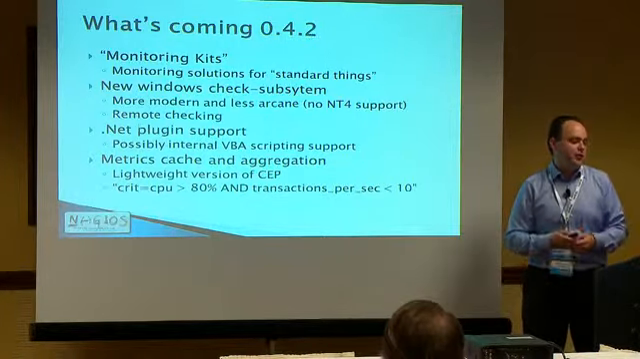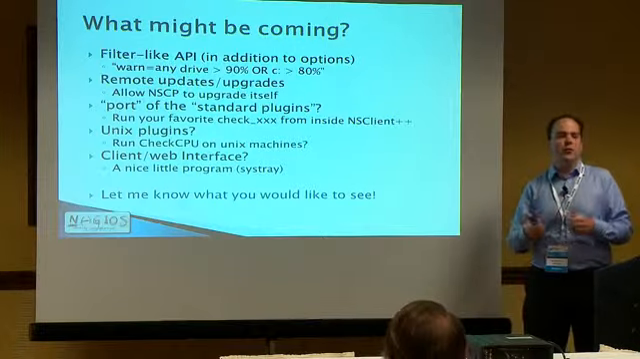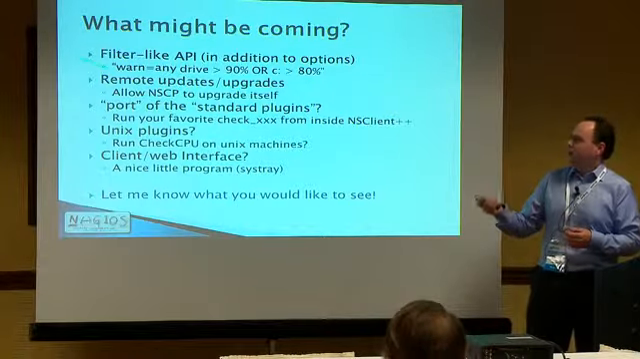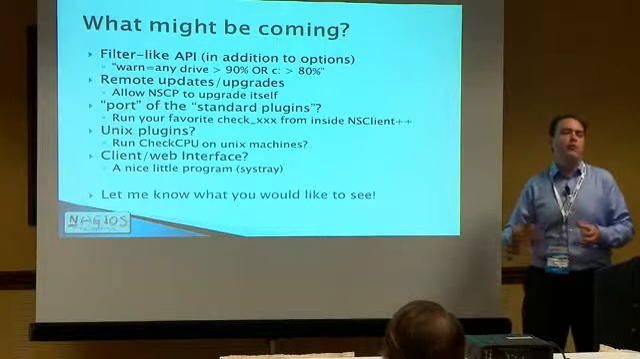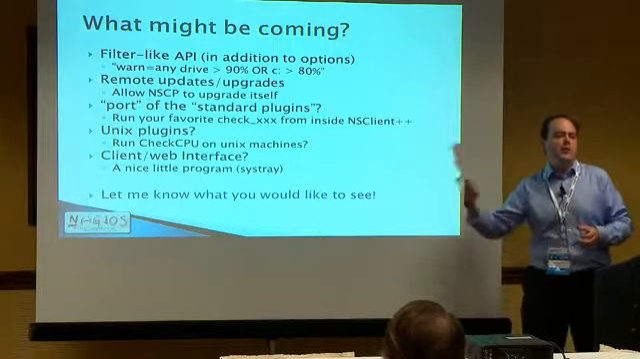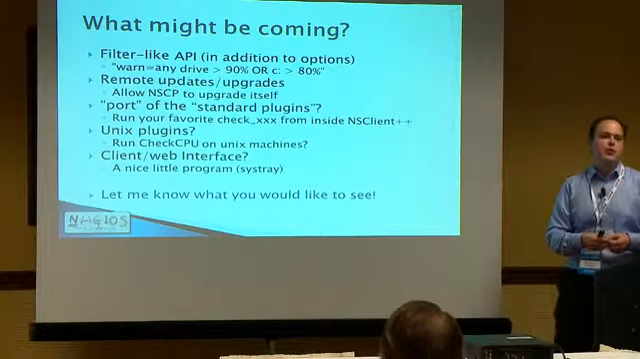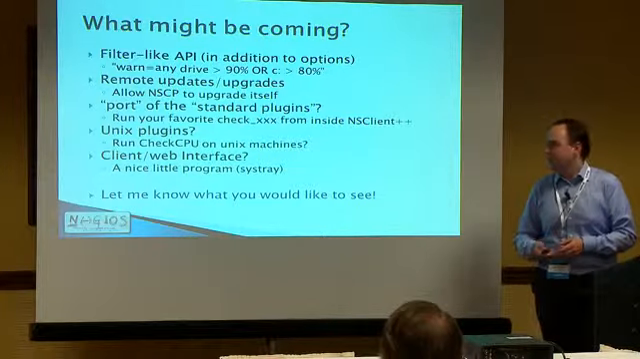These are some things that might be coming if someone wants it. For instance, instead of doing max critical, max warn, that kind of stuff, maybe it would be neat to have something like warn any drive above 90% or C drive above 80%, to make it easier to have an expression to write your warning and critical thresholds in.